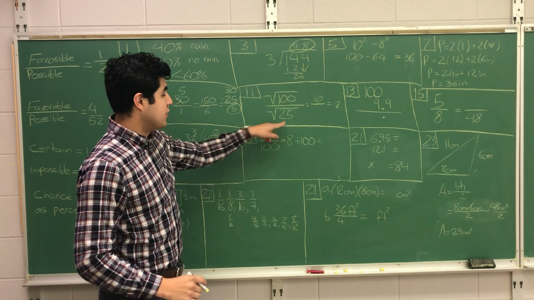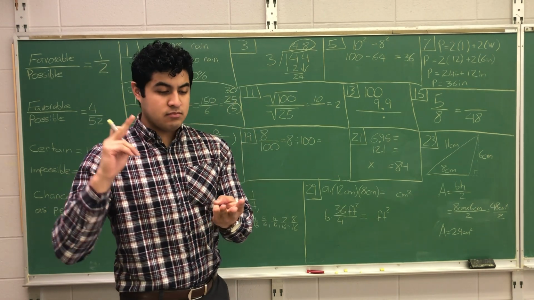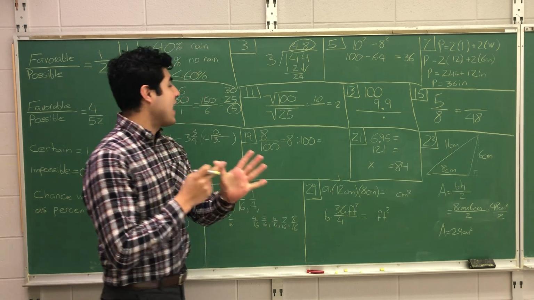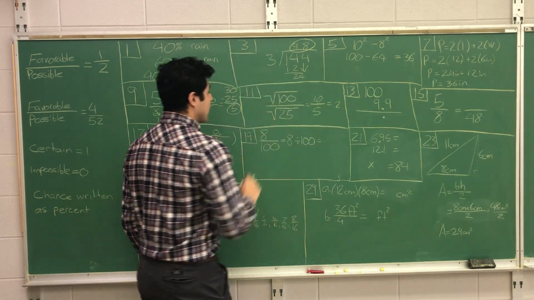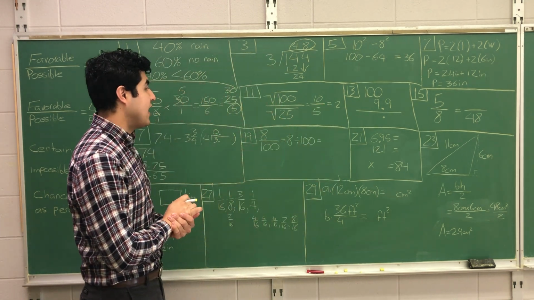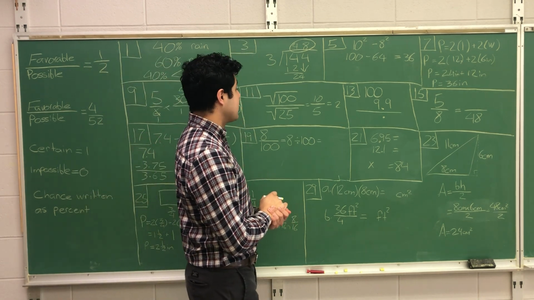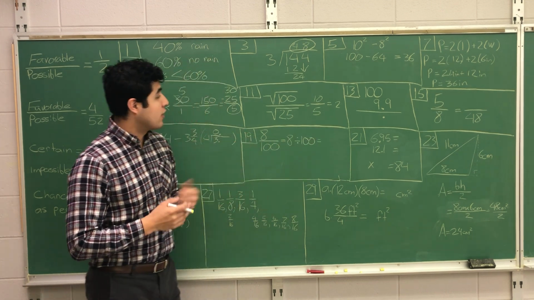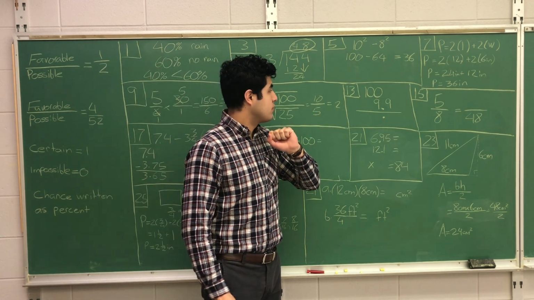And then you think 1 times 1 is 1, 2 times 2 is 4, 3 times 3 is 9, 4 times 4 is 16, and 5 times 5 is 25. So there we find the square root of 25. 5 times 5 is 25. So now we can divide. How many times does 5 go into 10 evenly? 2. So the square root of 100 divided by the square root of 25 equals 2.